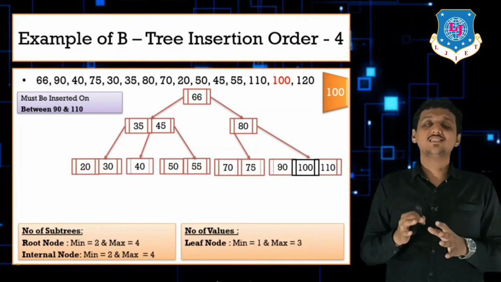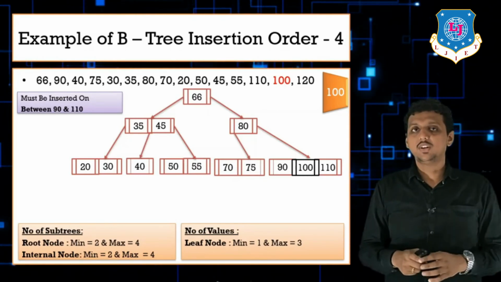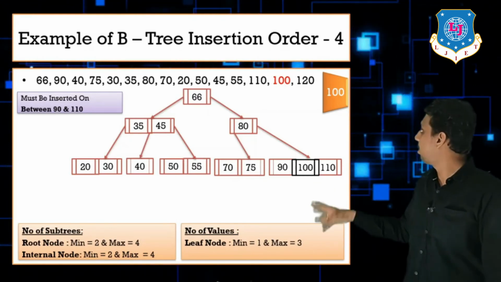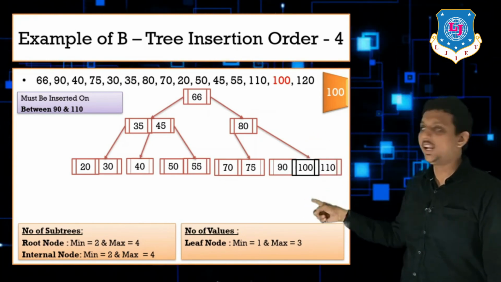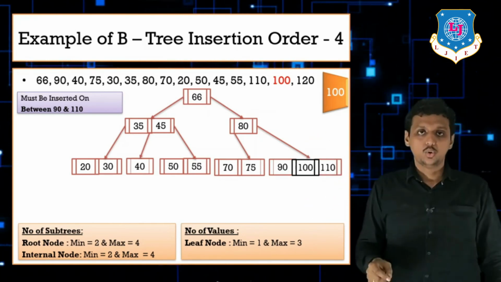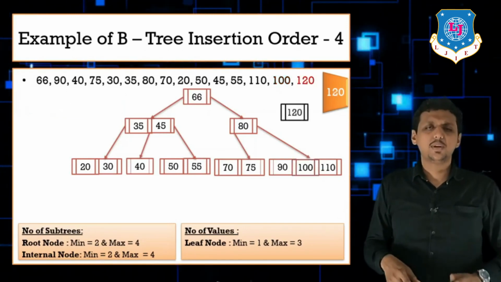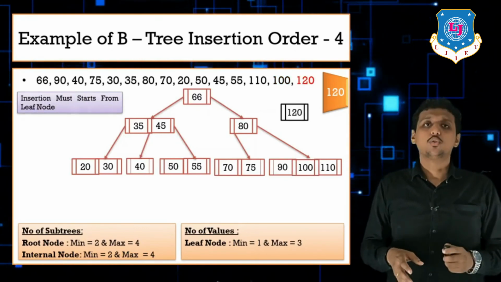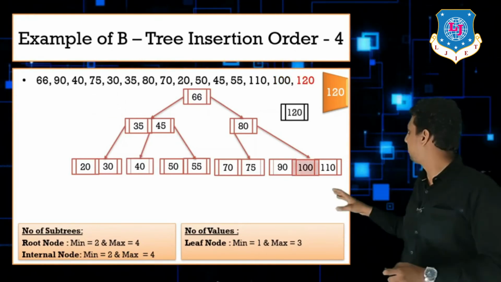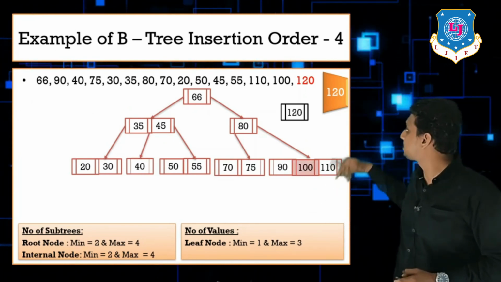Now last term, that is 120. So how to insert 120? Now you need to think for that, because 120 needs to be inserted in the node with 90, 100 and 110. But now tell me, is there any space for 120? No. So what I need to do is split from the middle of the term, that is 100. So 100 will go to its parent node.